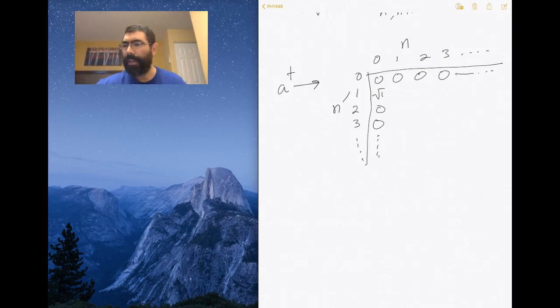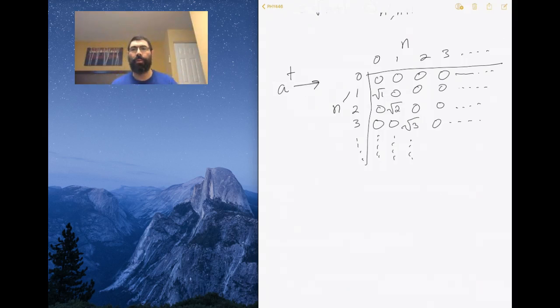I can't raise a 1 to a 1, so that's 0. And again, I can't raise a bigger number to a smaller number. I can raise a 1 to a 2, and that would be a factor of the square root of 2. The rest would be all zeros. Then I would raise a 2 to a 3, so that would be the square root of 3, and the rest would be 0, and so forth and so on.